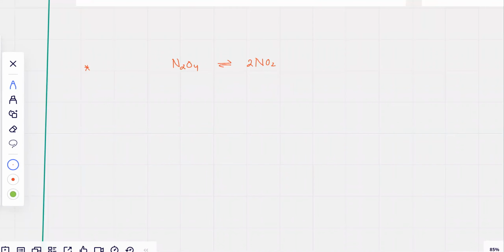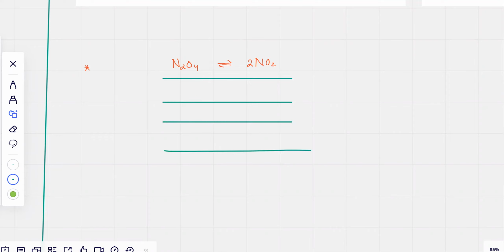Now, in this case, I'm going to construct that table again. You're going to have your initial moles and your final moles. So let's say this is our table, and initially, right at the beginning, you had a container and you added 0.8 moles of N2O4, right? And there was no NO2.